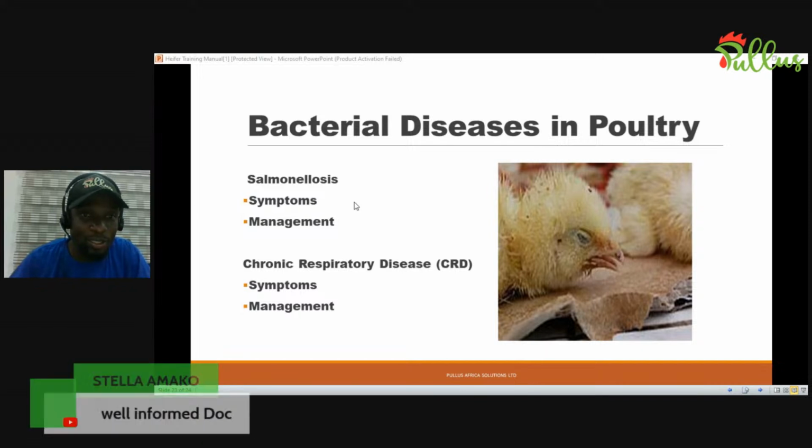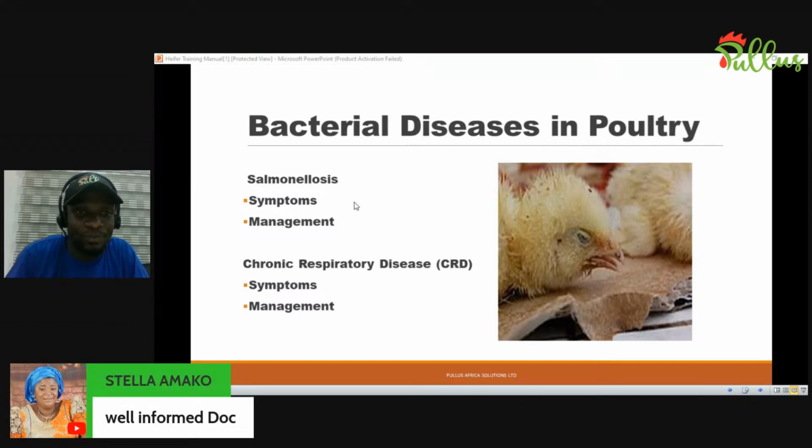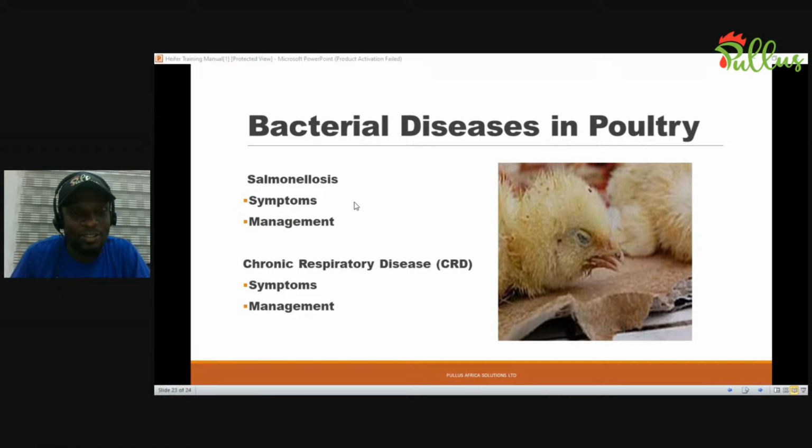Salmonellosis is a bacterial infection that affects chickens, and it is divided into two. We have pullorum that mostly affects chicks, and when I say chicks, I mean from day old. Sometimes when you receive your chicks, you discover that you start having high mortality due to this problem. We call it pullorum, and most times this is a hatchery problem. In adult birds we call it fowl typhoid, but in small chicks we call it pullorum.